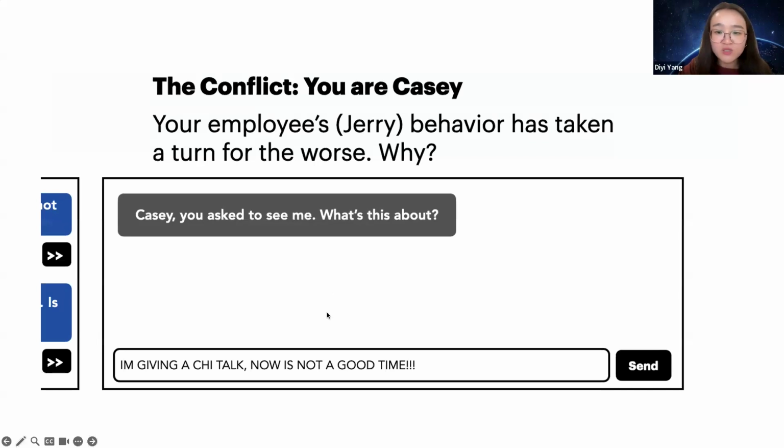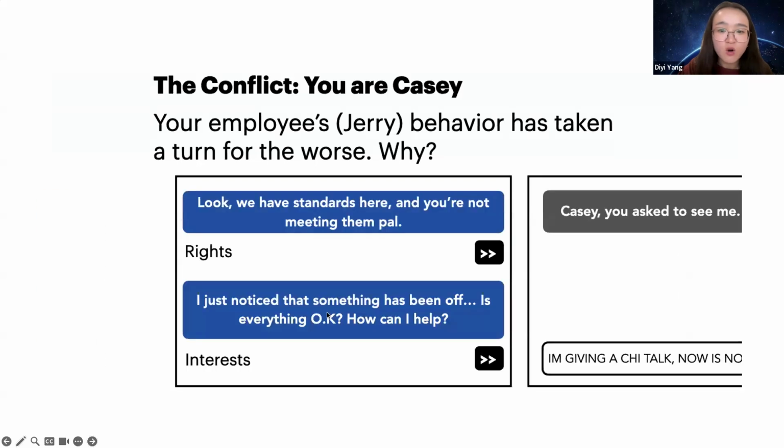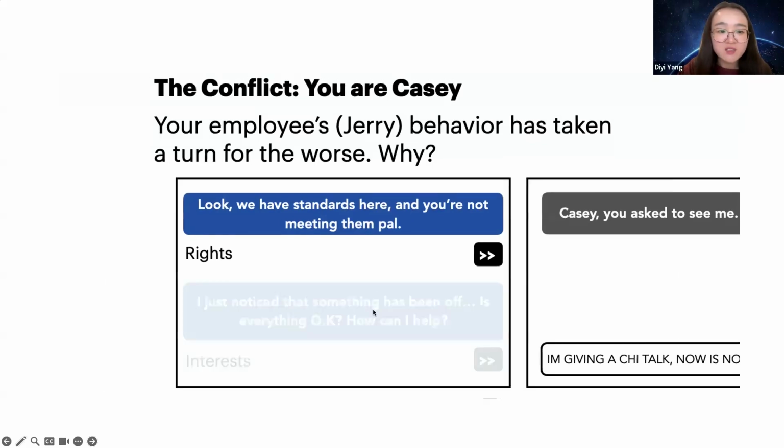Now we could just write our own message here if we want to. Or we could look at the potential counterfactuals that Rehearsal generated. Instead of what I wrote here, the system will also recommend what you could do. And here is an example of rights, where the generated message talks about standards and norms. In this message, I highlight how Jerry isn't meeting the expectations of their job.